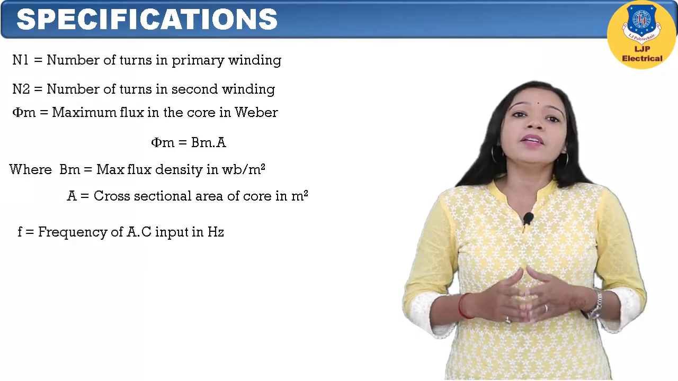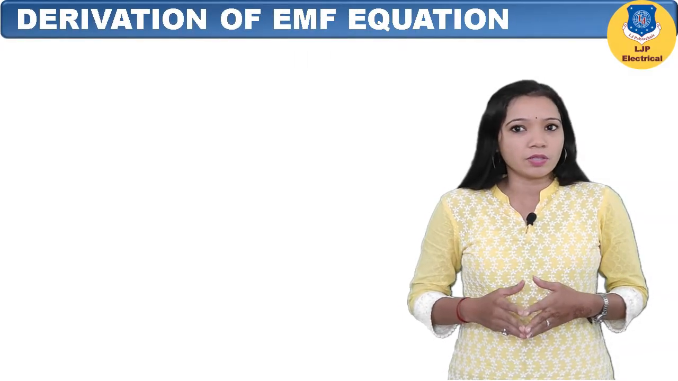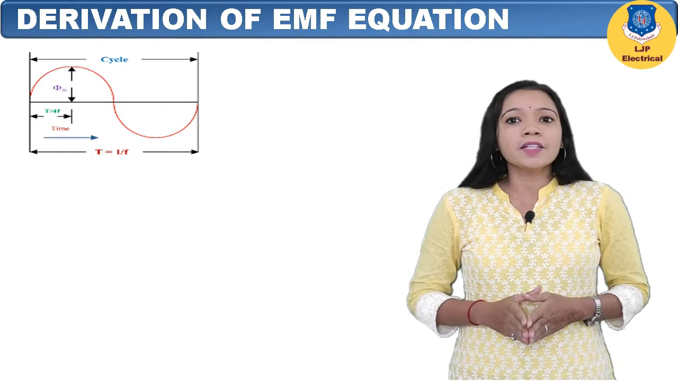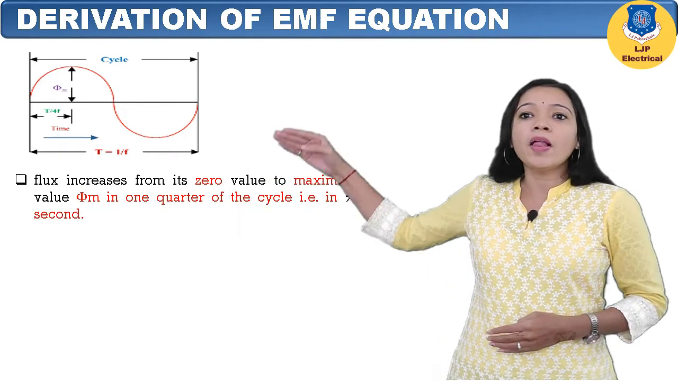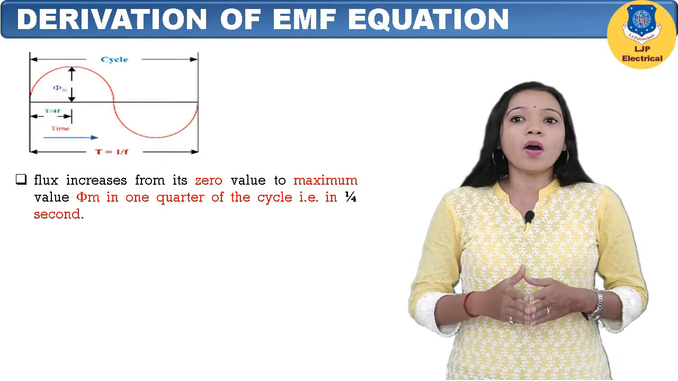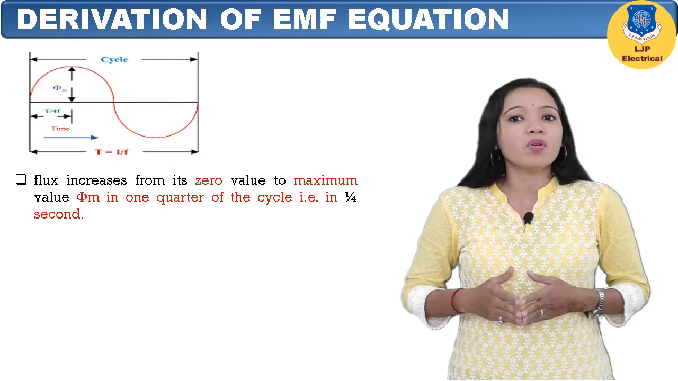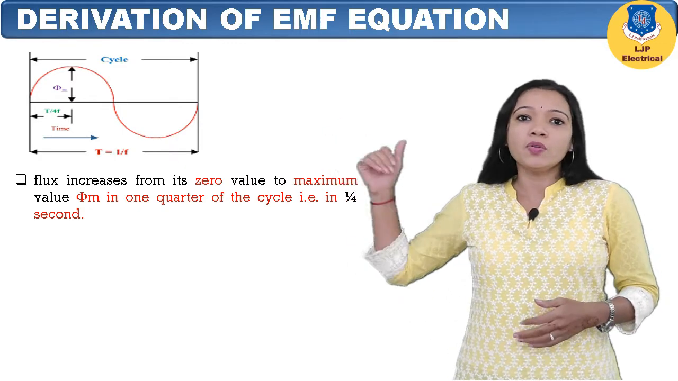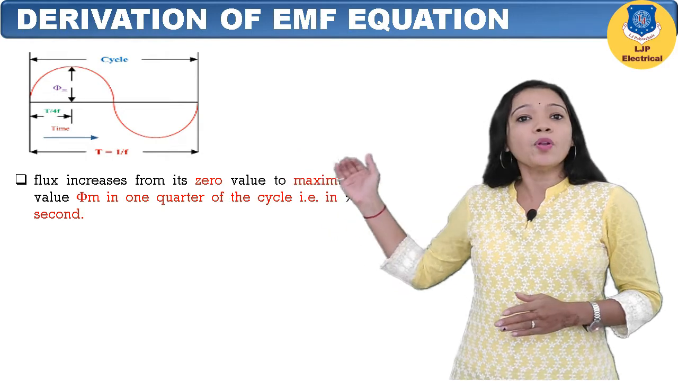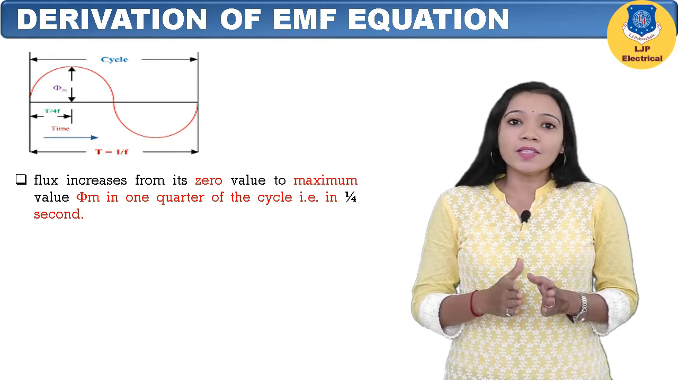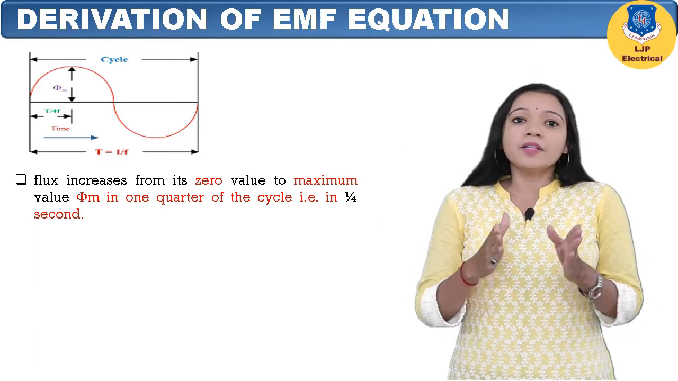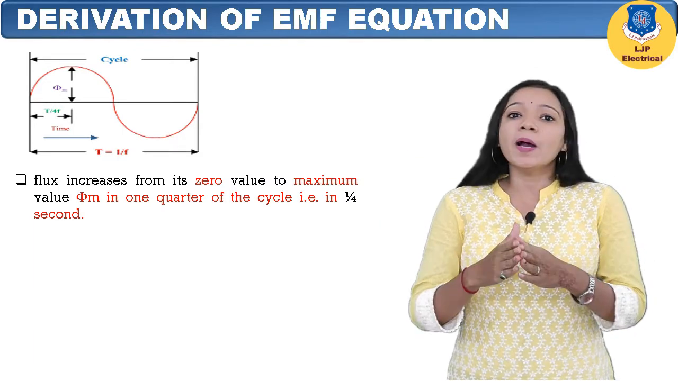Now start the derivation of EMF equation. So as shown in figure, a flux increases from its zero value to the maximum value phi m in 1/4 of the cycle. So from figure you can see the time period T is equal to 1 upon f and the flux will rise from 0 to phi m. The time duration is T by 4.